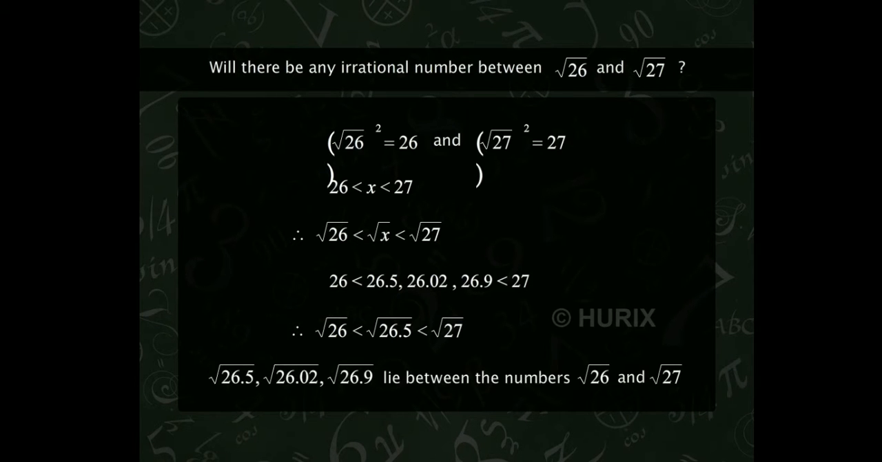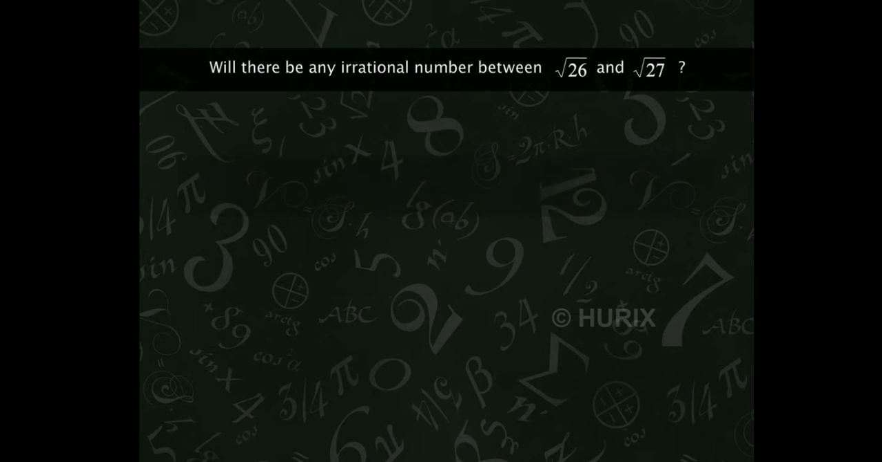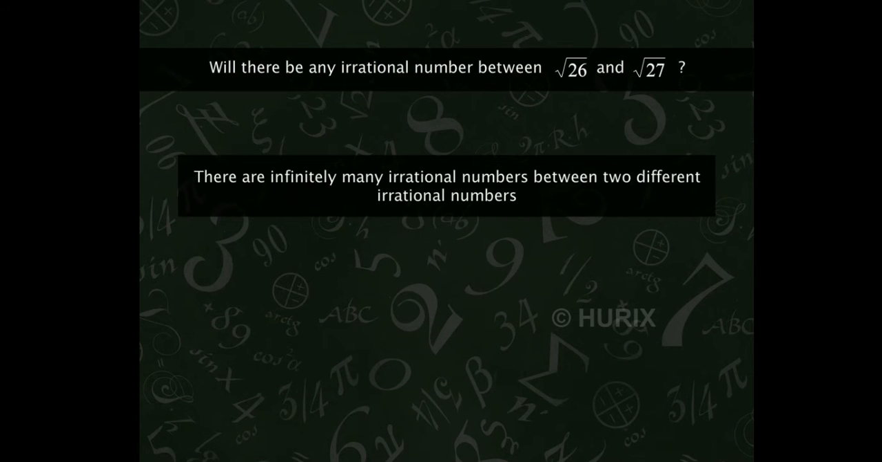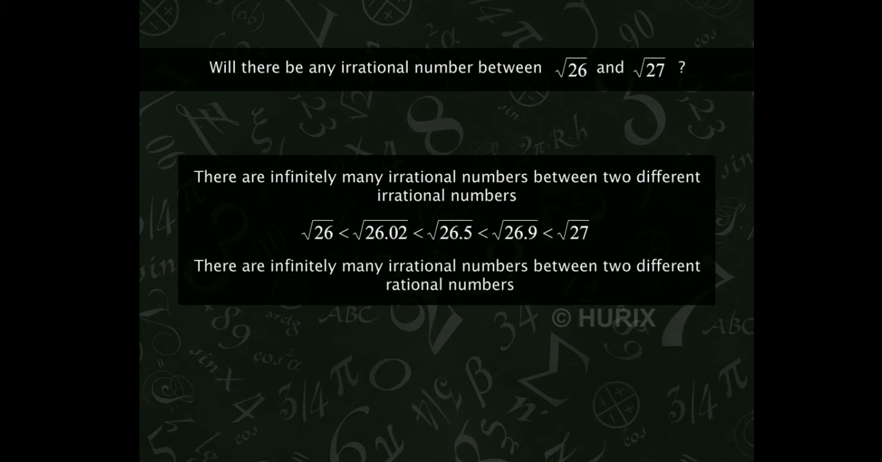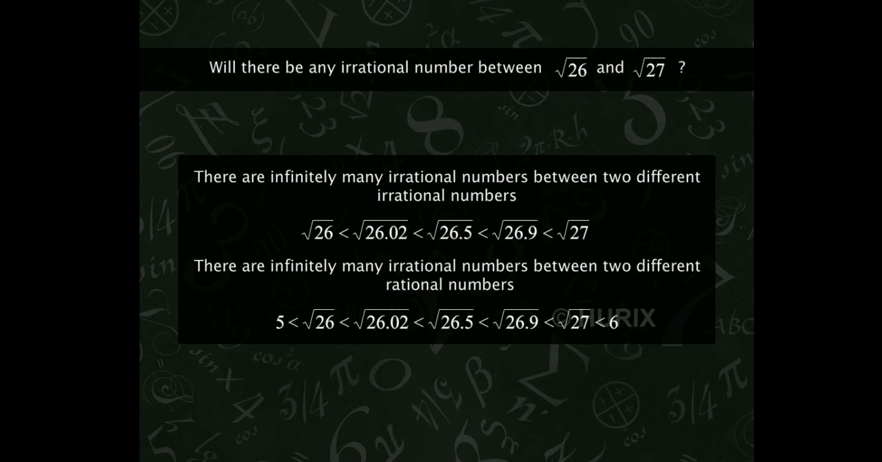Thus, some irrational numbers lying between the numbers 5 and 6 are the square root of 26.5, square root of 26.02, and the square root of 26.9. Thus, we can infer that there are infinitely many irrational numbers between two different irrational numbers, like between the square root of 26 and the square root of 27. And we can also infer that there are infinitely many irrational numbers between two different rational numbers, like between the numbers 5 and 6.